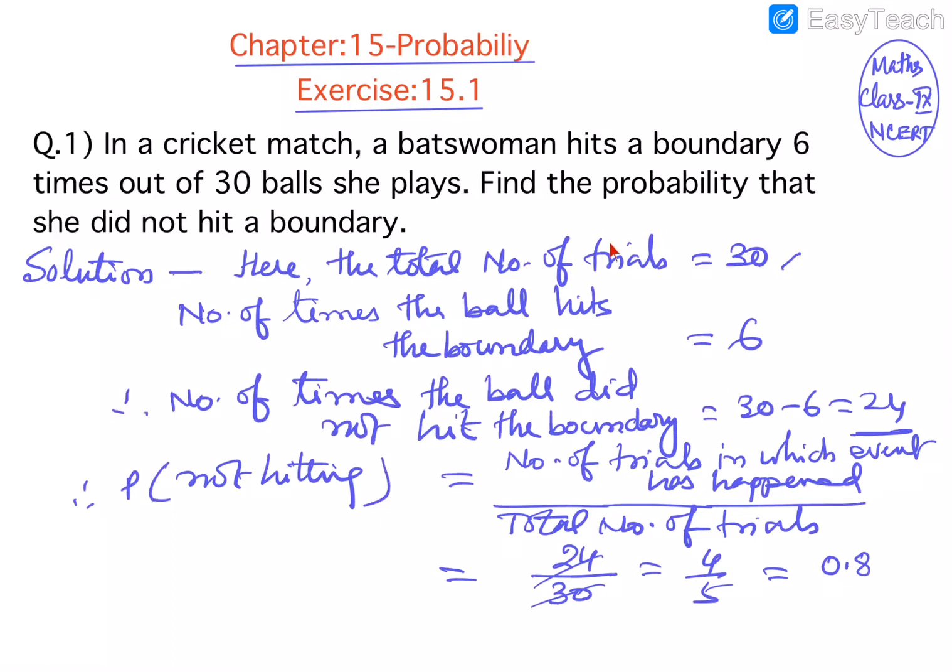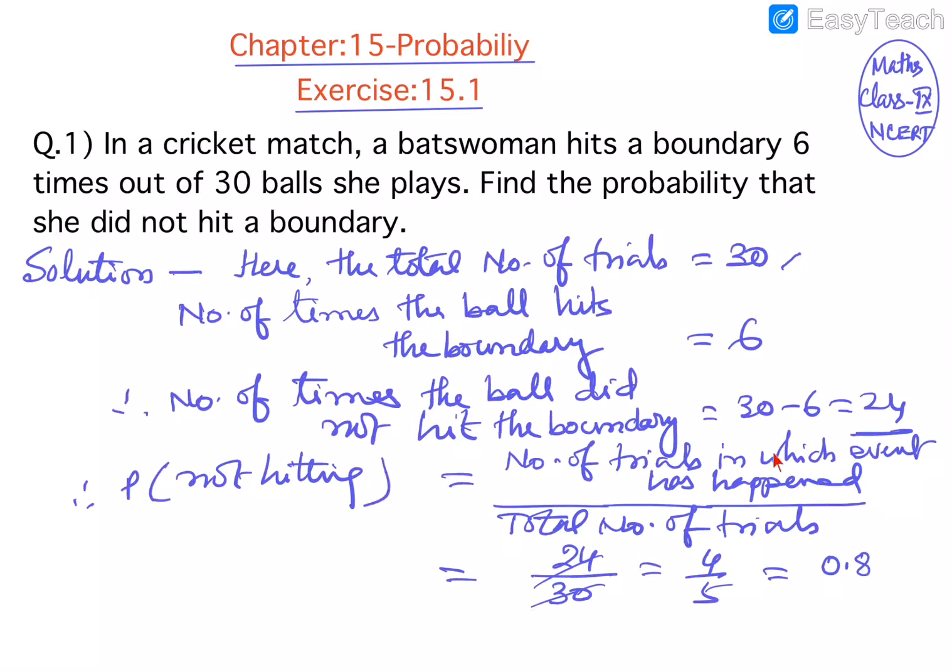Here the total number of trials made by the batswoman is equal to 30. Out of 30, the number of times the ball hits the boundary is given 6. And so, the number of times the ball did not hit the boundary will be 30 minus 6 is equal to 24. And therefore, probability that she did not hit a boundary is equal to number of trials in which event has happened upon total number of trials.